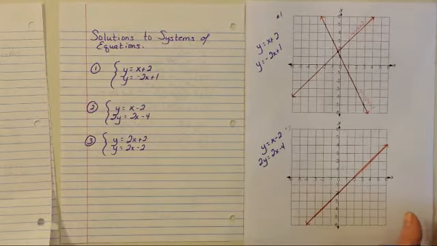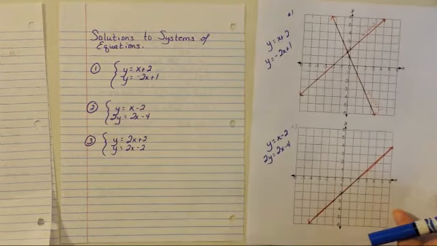The third possibility is that the lines have zero common solutions.